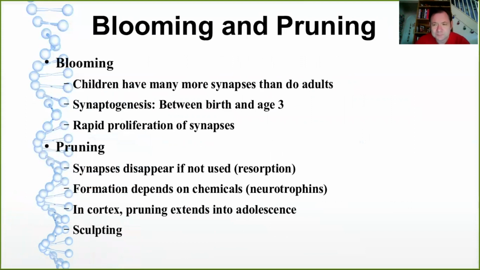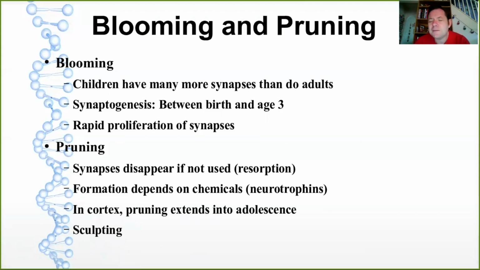Blooming and pruning. Blooming. Children have many more synapses and neurons than do adults. Synaptogenesis: between birth and age 3, there's a big blossoming of new neurons and new connections. There's a rapid proliferation of synapses, connections. There are 100 billion neurons in your brain and trillions of connections. And when you are young, there is a blooming of these connections. But then there is a pruning. Synapses disappear if not used.